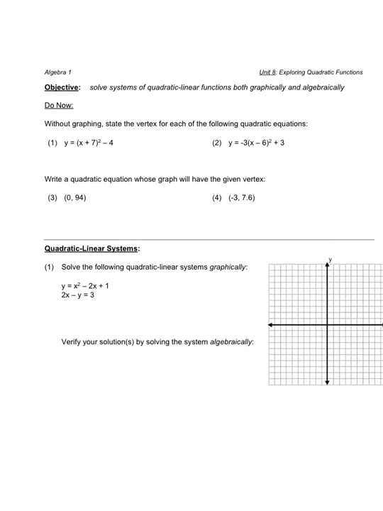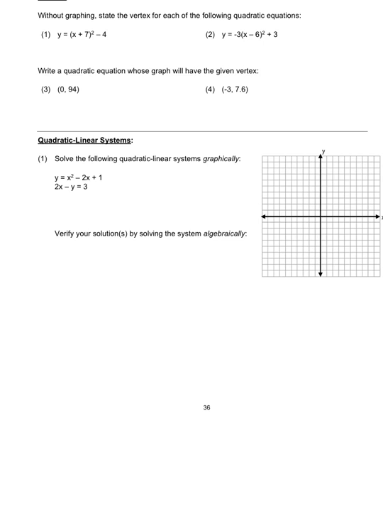Okay, so in this video we're talking about quadratic linear systems, right? And that's just a fancy way of saying that we're graphing a line and a parabola on the same set of axes. There's a couple of ways to do it. One way is to do it graphically, and the other way is to do it algebraically.